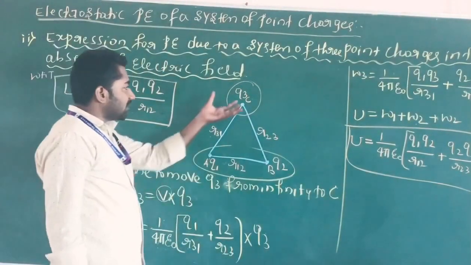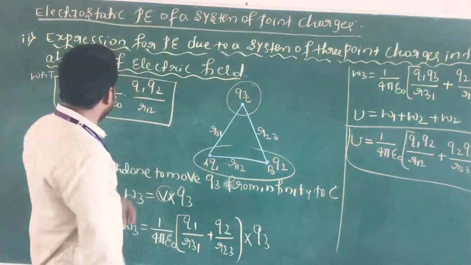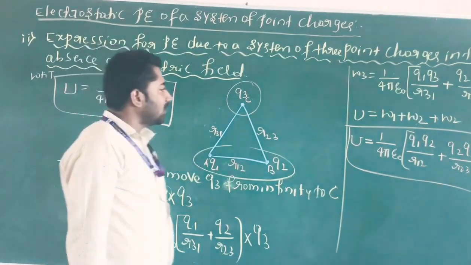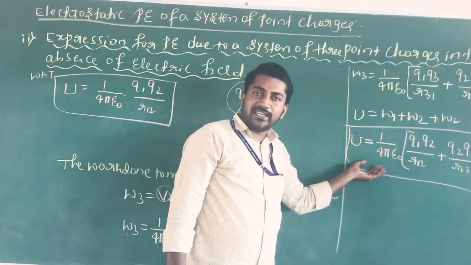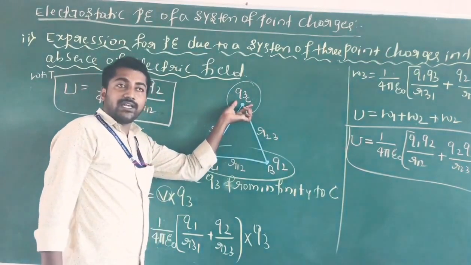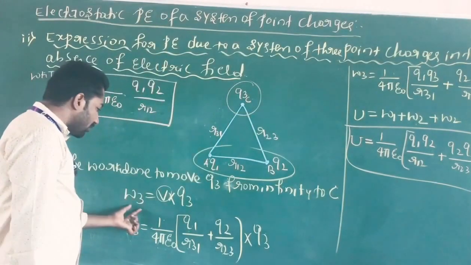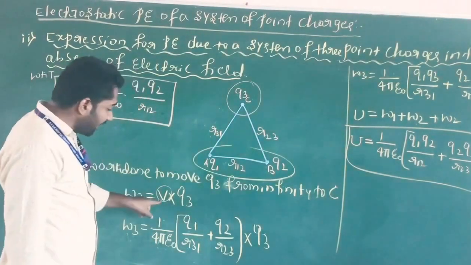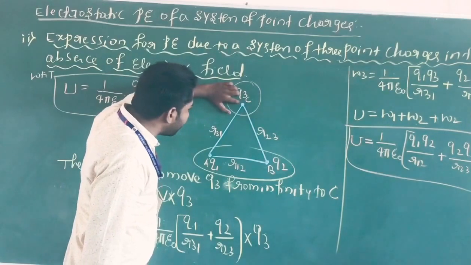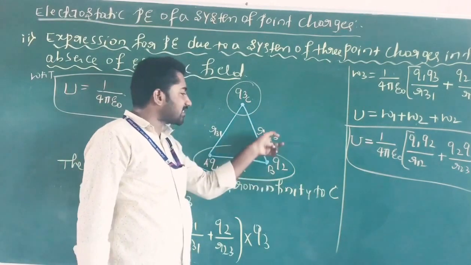Here consider the 3-point charges at the vertices of a triangle. We know the formula for electric potential energy due to the system of 2-point charges. Using it in the absence of electric field, we get the electric potential energy due to the system of 3-point charges. Here, the amount of work done to move a charge Q3 from infinity to point C is W3 equal to V into Q3. Here V is the electric potential at point C due to the charge Q1 at a distance R31 and charge Q2 at a distance R23.